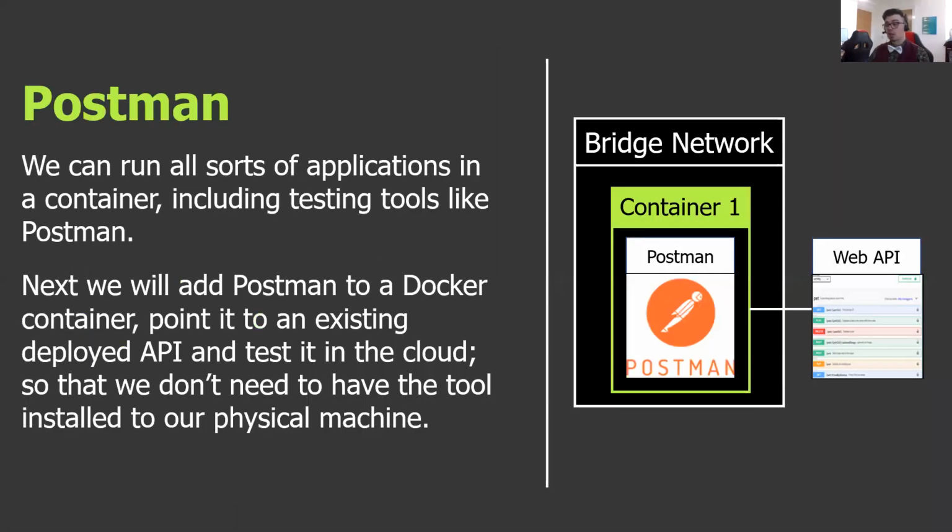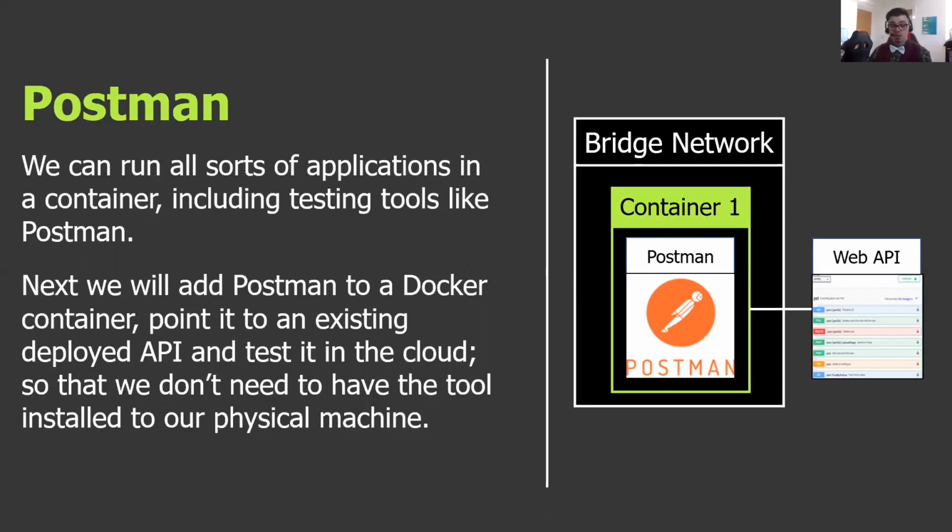And the first thing I'm going to show you is using Postman. Postman has an image on Docker that we can use. So we're going to add Postman to Docker and point it to an existing web-deployed API and test it in the cloud. That way, we don't have to have Postman installed on our physical machine when we're running it, or at least when we're actually running the test. We do have to configure it initially through Postman.